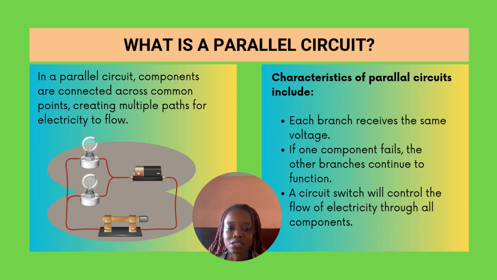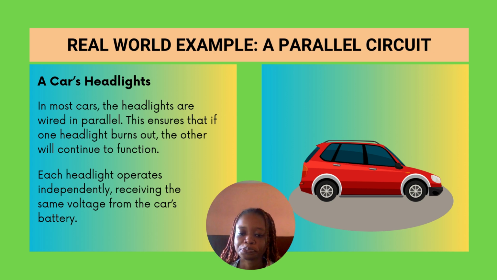Now, some of the characteristics of these parallel circuits are: each branch receives the same voltage. If one component fails, the other branches continue to function. Unlike a series circuit, where when one component fails, electricity stops flowing. In this case, it's not like that. When one component fails, the other branches are allowed to carry on. A circuit switch will control the flow of electricity through all the components.